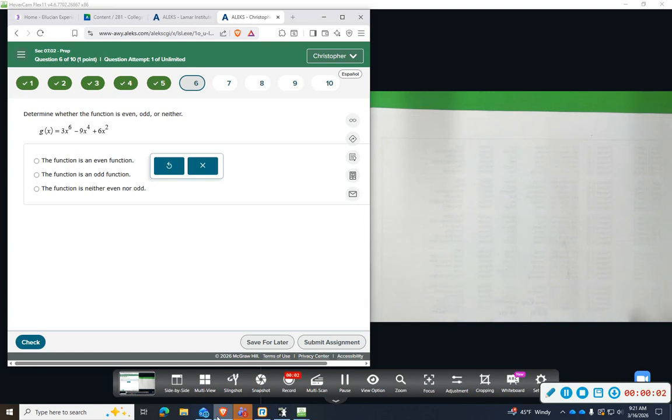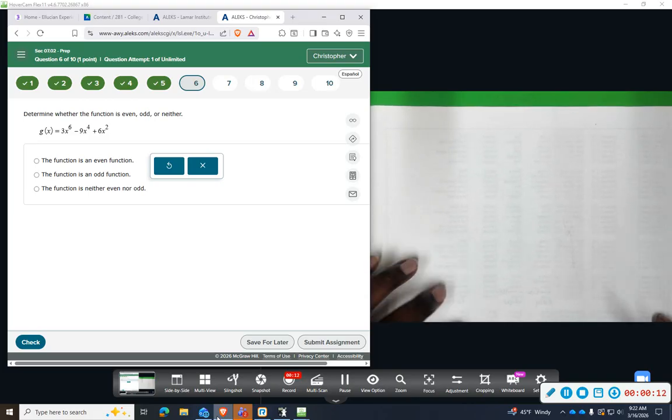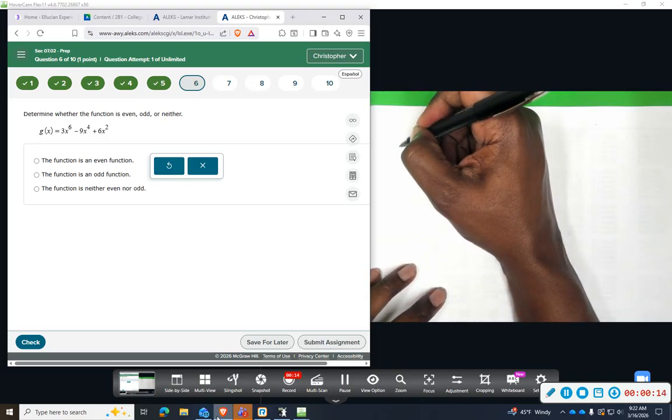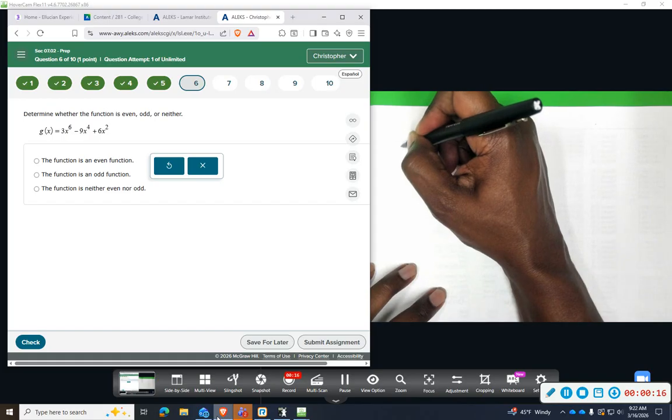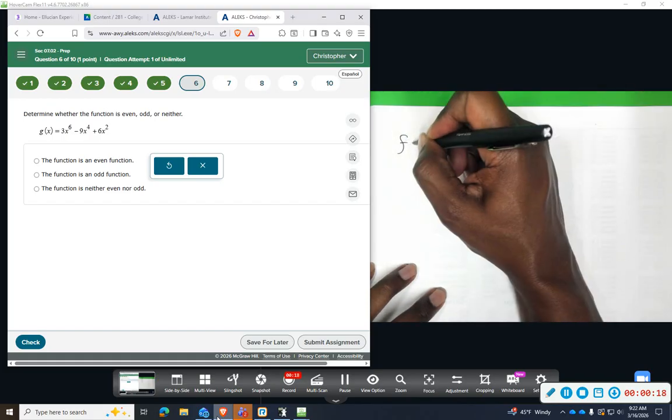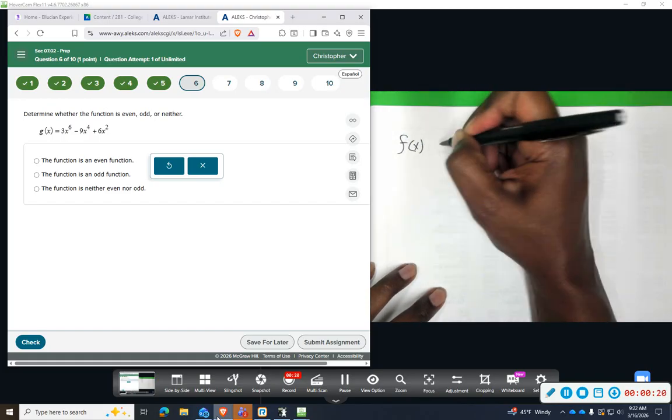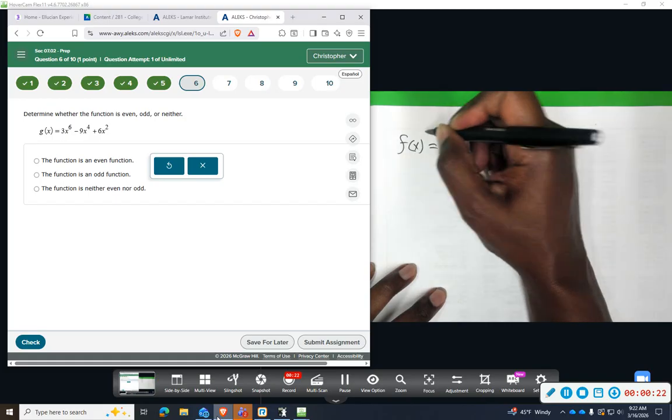All right, number 6, we want to determine if the function is even, odd, or neither. So what do they mean? Even, odd, or neither. This is checking symmetry. And so there's some mathematical formulas that I'm going to give you. F of x is just a notation. It just means y.